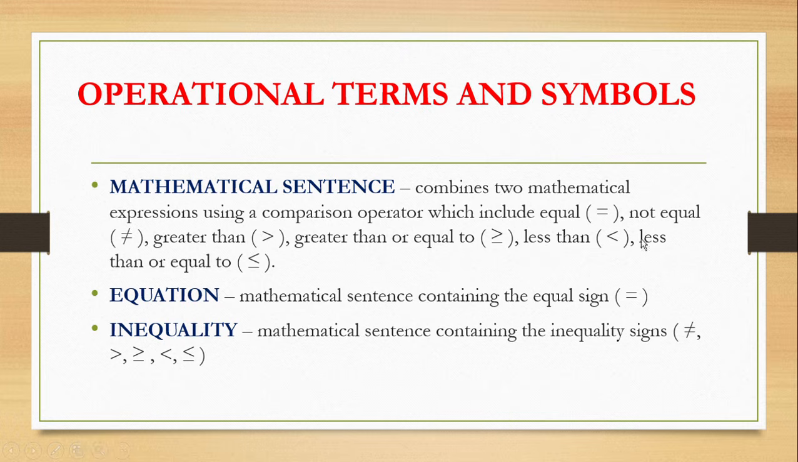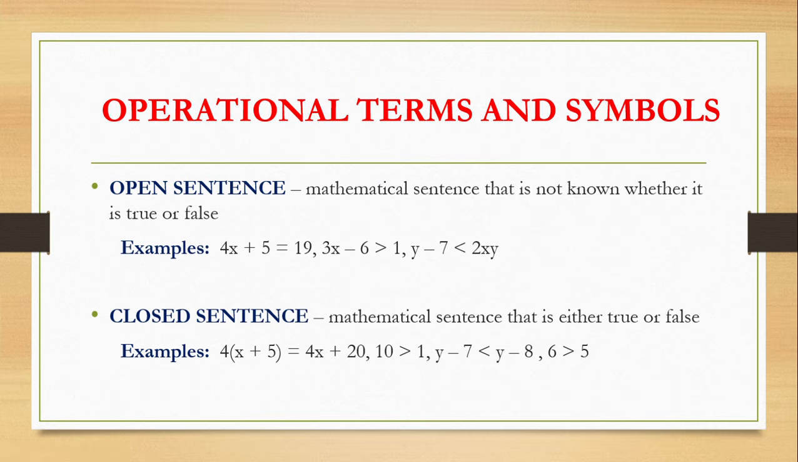So, nakita niyo yung mga open-close parentheses na yan. I know na very familiar na para sa inyo yung mga symbols na yan. While an open sentence is a mathematical sentence that is not known whether it is true or false. For example, is it true or false that 4x plus 5 is equal to 19? Hindi natin pwedeng malaman, di ba? Kasi if you substitute 1, hindi siya magiging equal sa 19. If you substitute 2, 2 times 4 is 8 plus 5 is 13. So, hindi na siya equal. So, magiging false siya. Kaya siya naging open sentence.